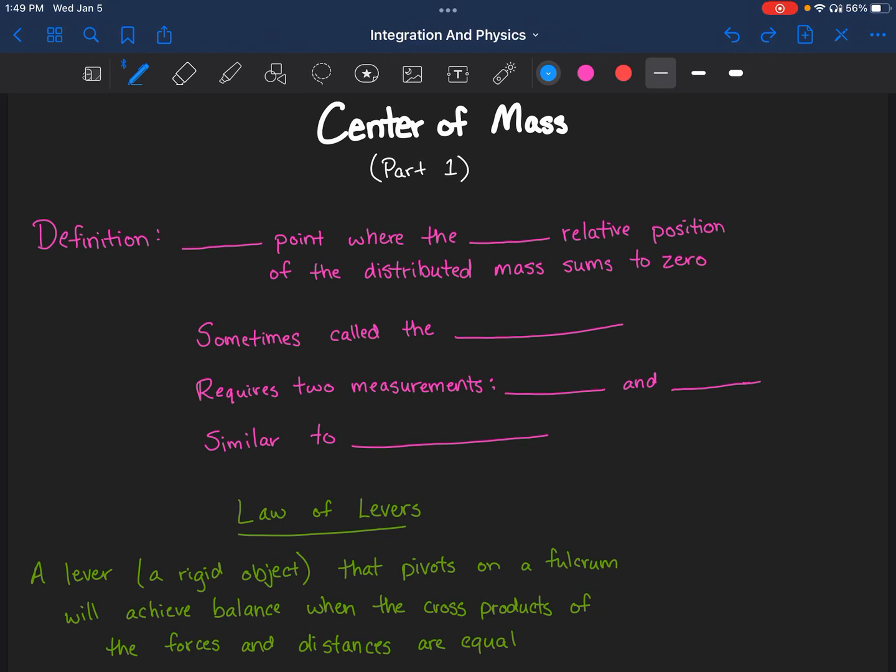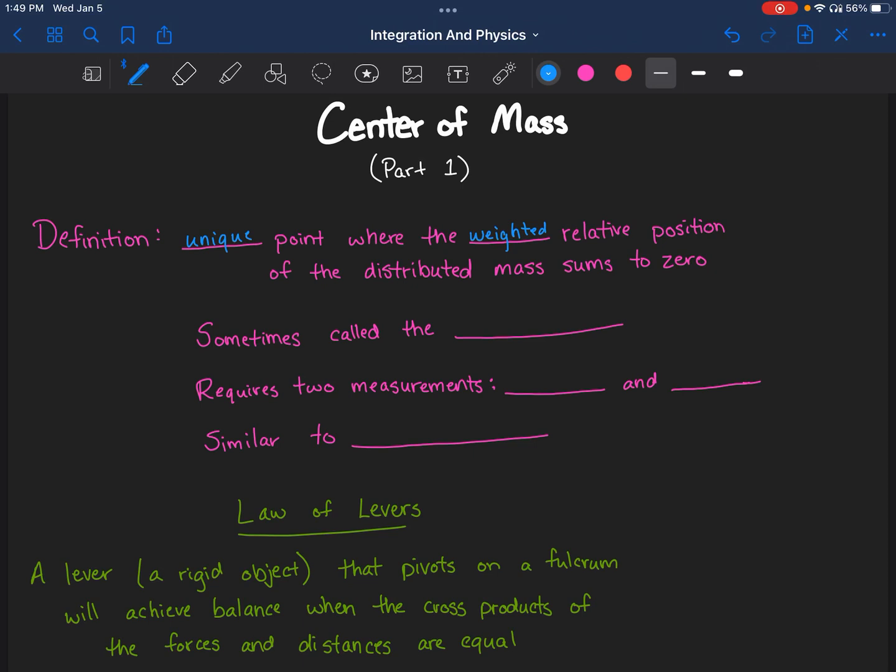So first and foremost, the definition of center of mass is a unique point. There's only one center of mass for a region or for an object where the weighted relative position of the distributed mass sums to zero. So that means that if I take the stuff on the left side and make it negative, the stuff on the right side and make it positive, then they should eventually equal out to zero if I combine them all.